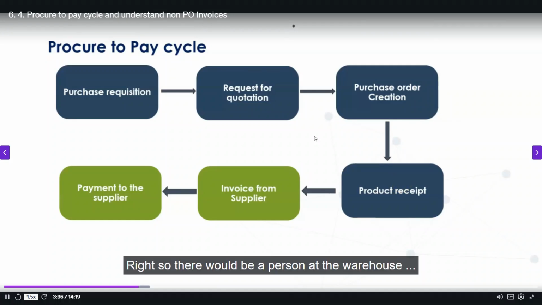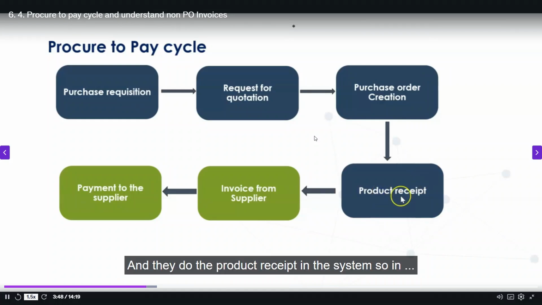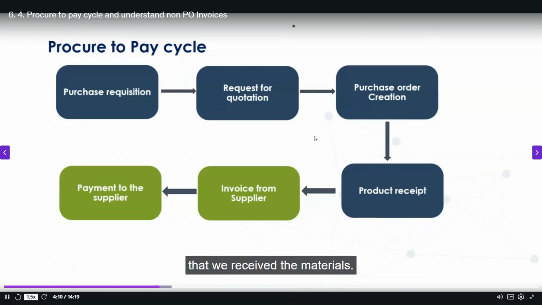There will be a person at the warehouse, right? Usually there will be receiving clerks who will be receiving the material. They receive the material from the vendor and they do the product receipt in the system. In D365 terminology, you call that a product receipt. So we received the product, right? In general, you will also hear people calling that a goods receipt. So in D365 F&O, you do the product receipt to confirm that we received the material.